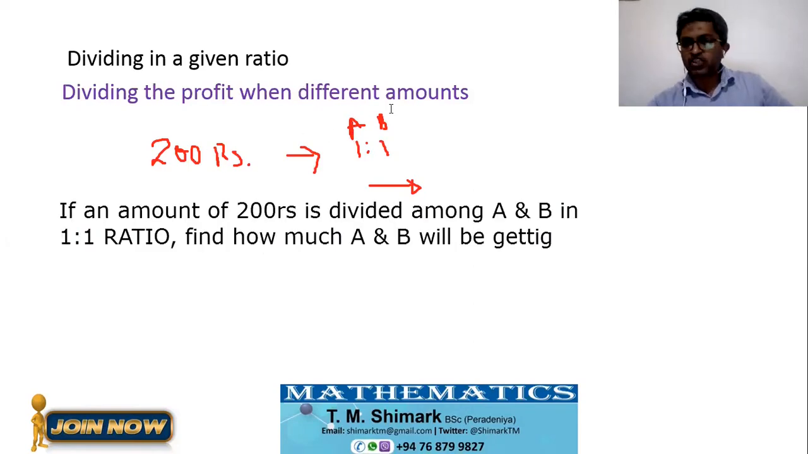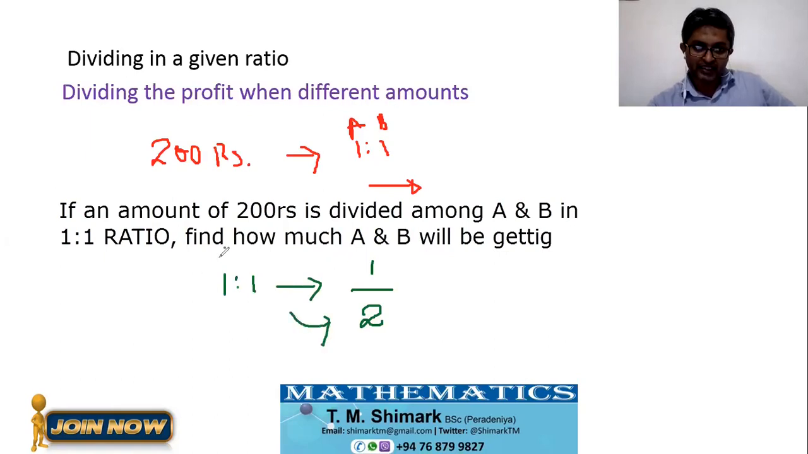We said the ratio is 1:1 clearly. That means each will get half, or otherwise we can change this ratio into a fraction. A will be getting 1/2. How do you know that it is 1/2? We said you add the ratios, and that will be the total. A is getting 1 and B is getting 1, so the total is 2, so you divide by that as a fraction.